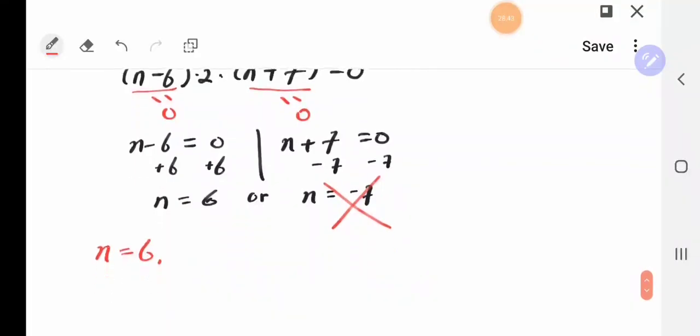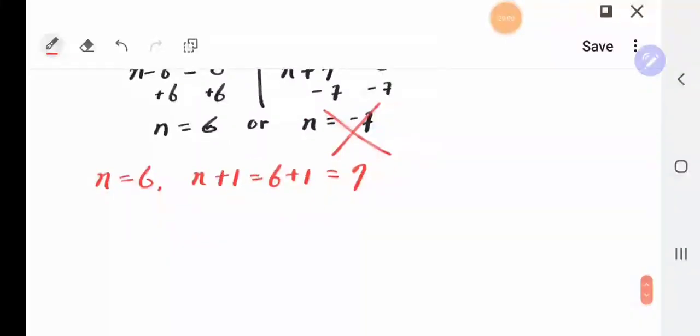Then what's the next integer? The next integer will be n plus 1, which is 6 plus 1. Sorry, 1. The next consecutive integer is 1 more than the previous number, so that will be 7. So the solution is, the two consecutive positive integers are 6 and 7.